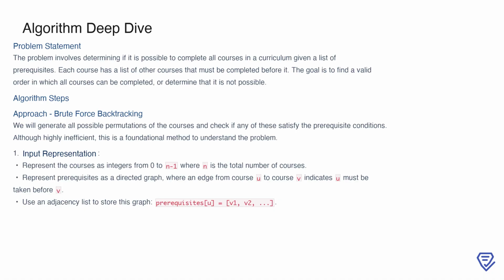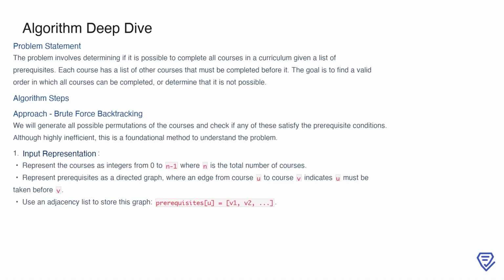To solve the problem, we need to determine if it's possible to complete all the courses in a curriculum, given a list of prerequisites. Each course has specific requirements that must be fulfilled before it can be taken, and our goal is to find an order in which all courses can be completed, or conclude that it's not feasible. A basic approach to understand this problem is brute force backtracking. In this method, we generate every possible order of taking the courses and verify whether any of these orders satisfy the prerequisite conditions. To begin, we represent the courses as integers from 0 to n-1, where n is the total number of courses.